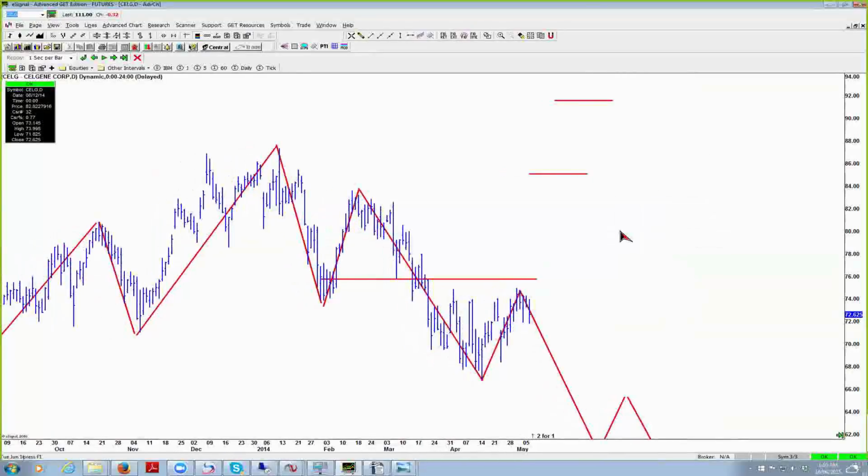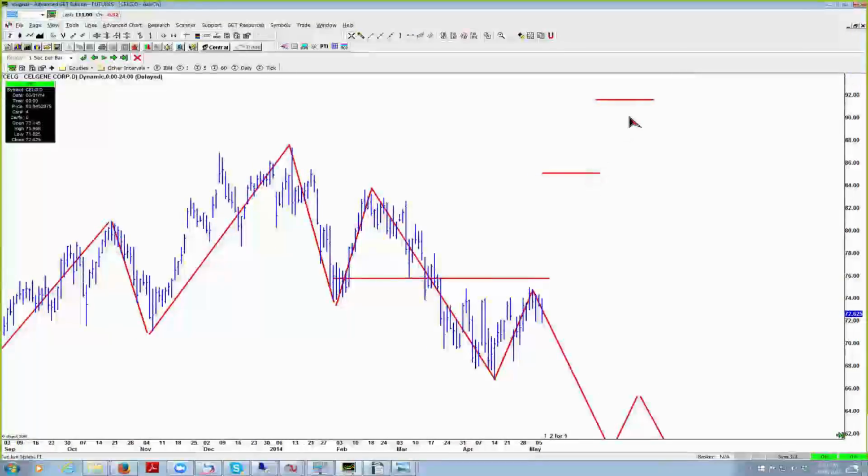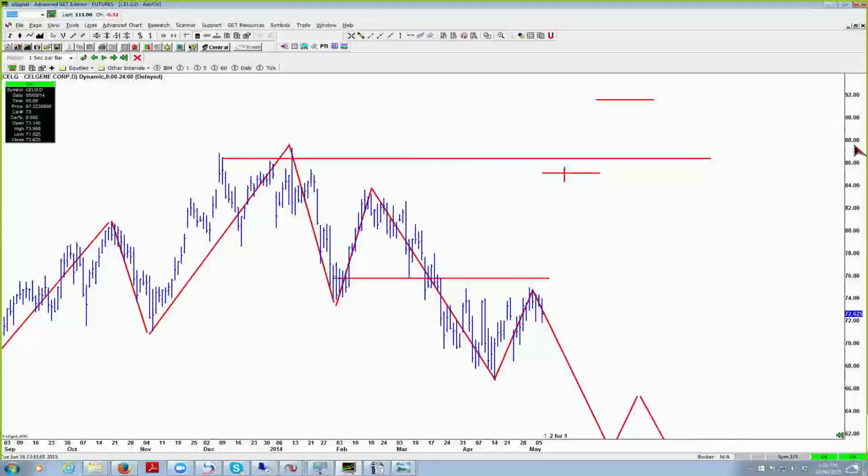And so what I've done there is marked out two zones. One is the NTP, as I mentioned, and this is the area where most of the time the advance will stall, and that's just a break of this high up here. So breakout traders, we'll look at that.